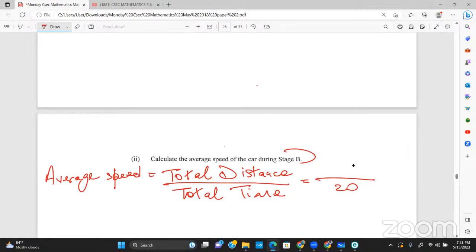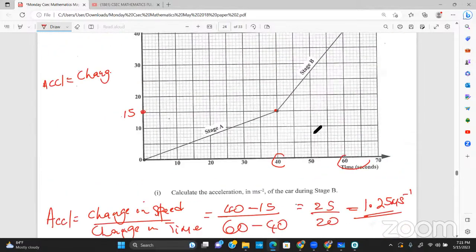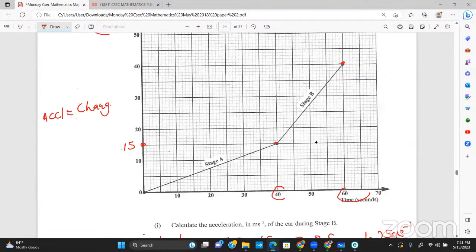That is the distance you need to find. But to find the distance, it's going to be the area under the curve, the area of the shape. Let's look at the shape for B. Take a look. Here's the shape for B. The shape for B is a trapezium. So if we want to find the average speed, we need distance. The area of the shape under the curve is equivalent to the distance traveled.